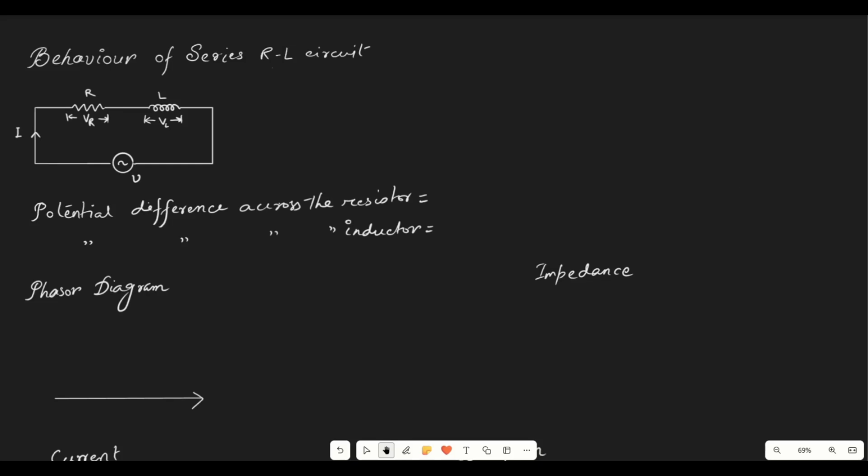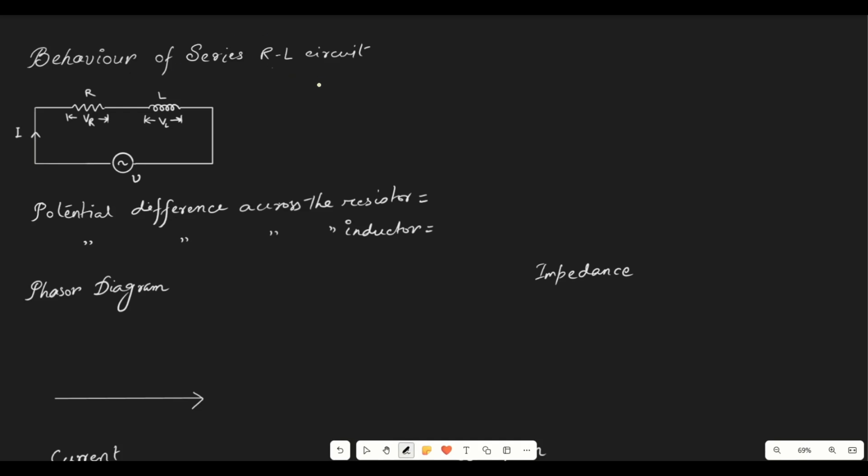Hello all. So in the last class we discussed the pure RLC circuit: the behavior of a pure resistor, pure inductor and pure capacitor with AC signals. Today we are going to discuss the behavior of the RL circuit, the RC circuit, and then the combination of all three, the RLC circuit. To start with, let us first consider the RL circuit.